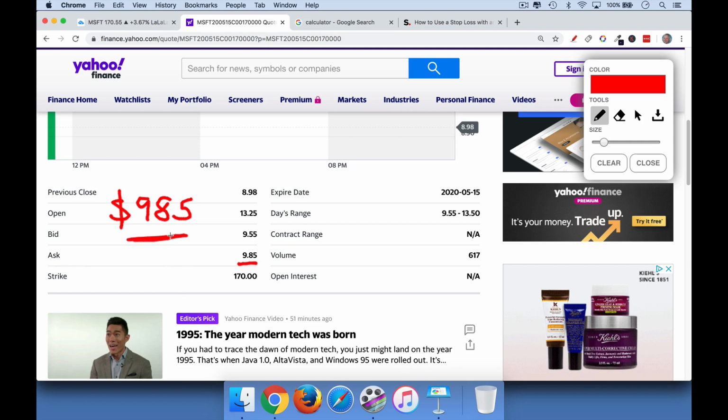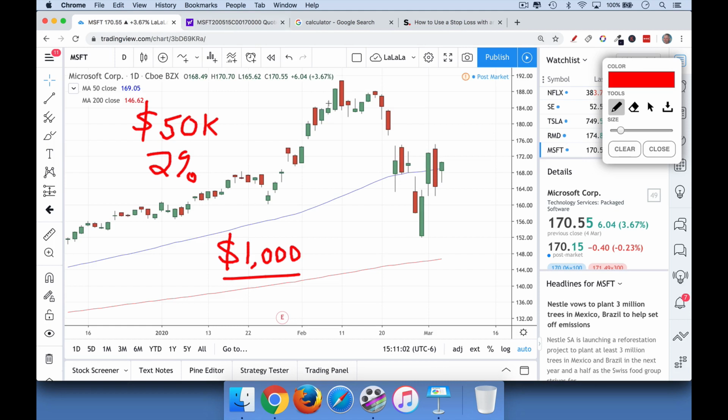Even though I'm sizing this based on 2% of my $50,000 account size, I will take my trading signal, my stop loss level, from actual prices on the stock chart of Microsoft, not on the options price itself. Hopefully that makes sense.